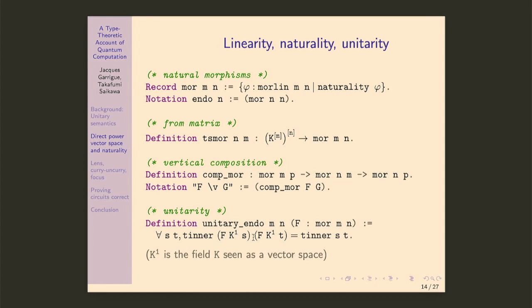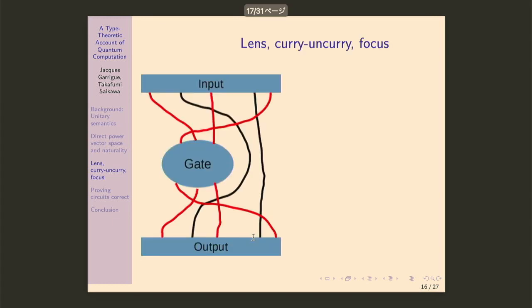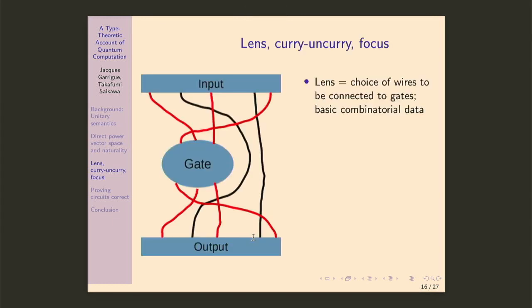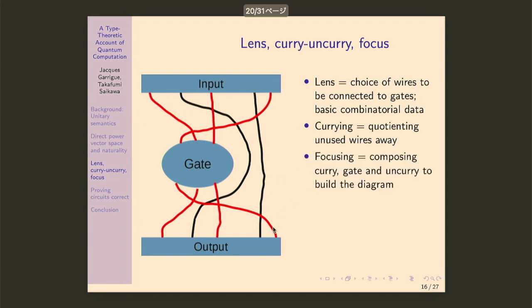Let's go to the third step, which is how we really apply those gates, those transformations, to the whole circuit. And for this, we will use a notion of lens. The idea is that the lens itself is a choice of wires that are going to be connected by the gates. It's basic combinatorial data. Garrigue is going to quotient the unused wires away. Here I have a gate that takes 3 inputs in some order, and returns them in the same order, and ignores the 2 others. And focusing is going to compose curry, get, and uncurry to build a transformation on the whole system. Okay?